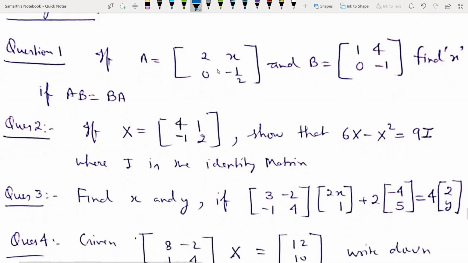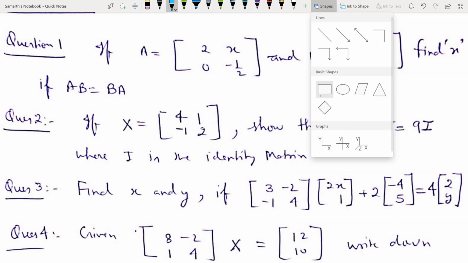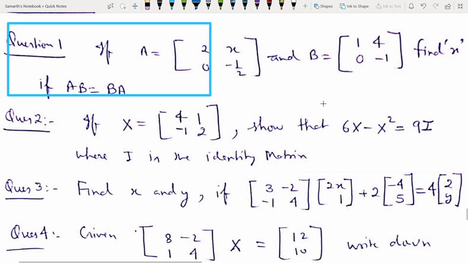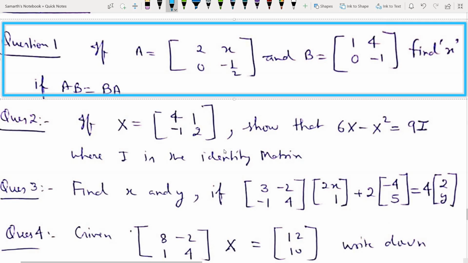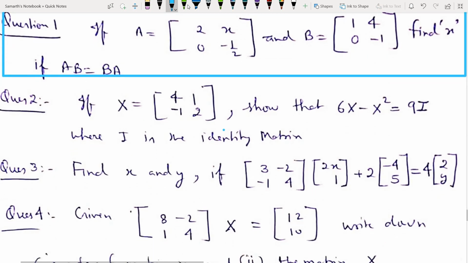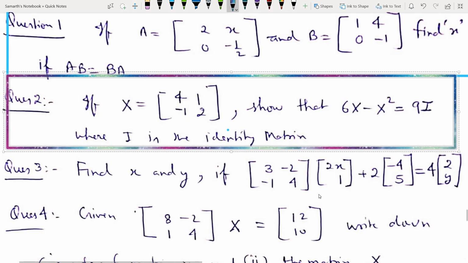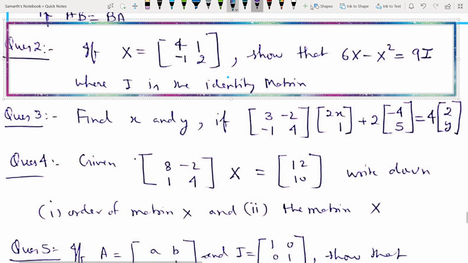Question number 1 is, if A is equal to 2x, 0, minus half, and B is equal to 1, 4, 0, minus 1, you have to find the value of x if AB is equal to BA, that is, product AB is equal to BA. Then question number 2 is, if X is equal to matrix 4, 1, minus 1, 2, show that 6X minus X square is equal to 9I, where I is the identity matrix.